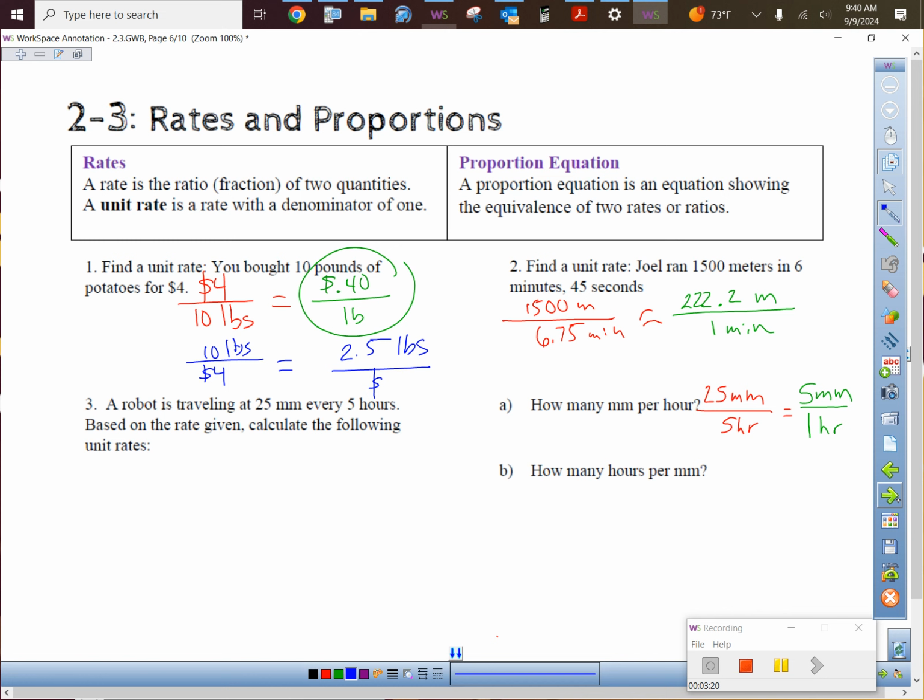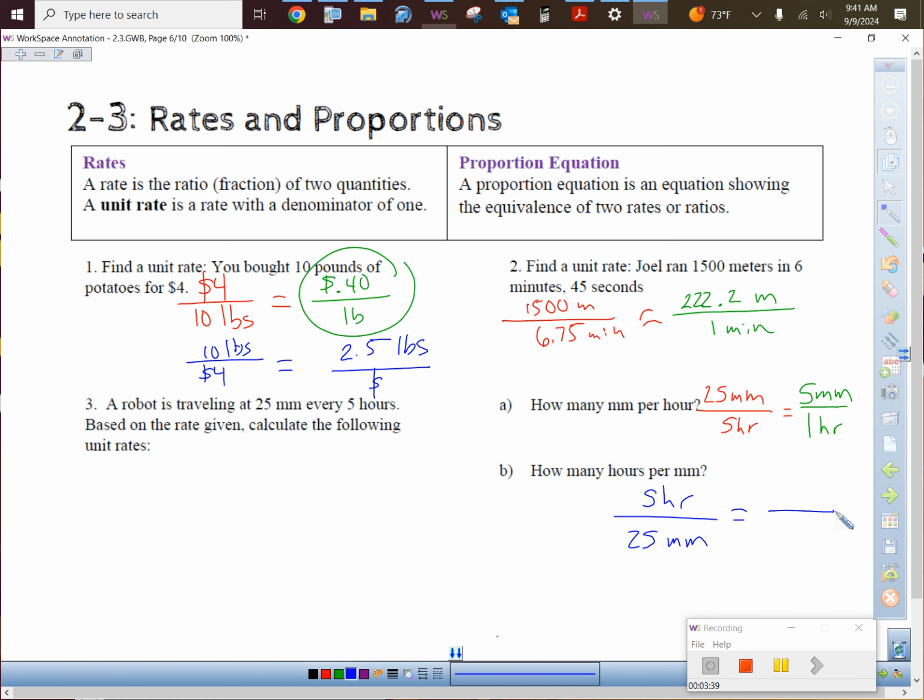Millimeters per hour. When they ask you to do it the other way, you just flip everything upside down. They say hours per millimeter, so that would be 5 hours for every 25 millimeters. And the labels make a difference. I know a lot of people don't like to show work. Make sure you show the labels. It makes a lot of difference.